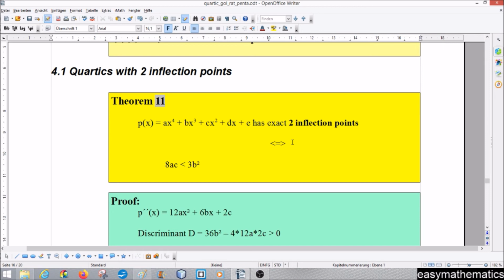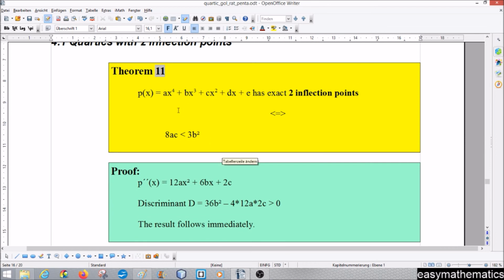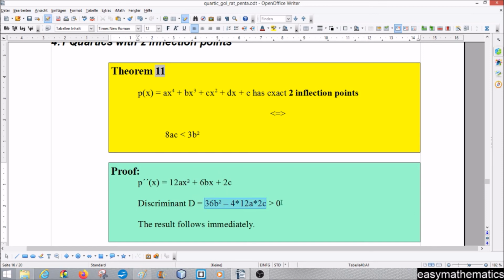So a quartic has exactly two inflection points if and only if a times c is less than 3 times b squared. And the proof is simple. We take a look at the second derivative. It's 12ax squared plus 6bx plus 2c. Then we consider the discriminant of the quadratic polynomial. It's this one here, and then the result follows immediately. Okay.